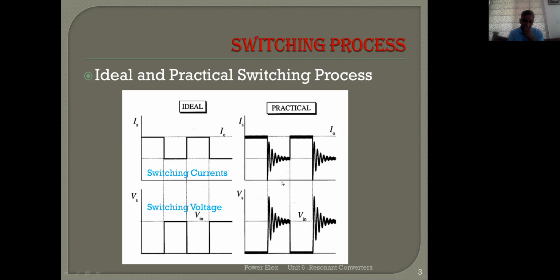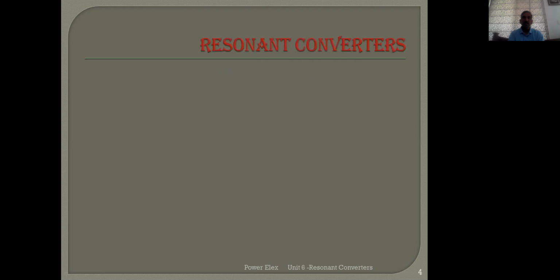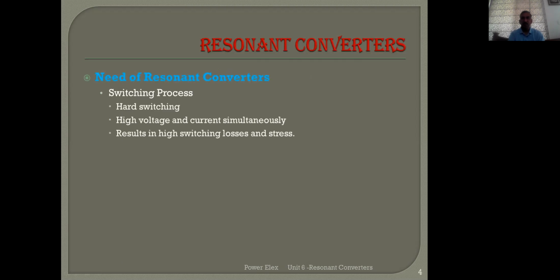So in this practical condition, at this point of time, typically 80% of the current is flowing. At this point of time, typically 50% of the current is flowing. If this much current is flowing, how can you say that this switch is turned off? Means the switch exhibits maximum stress during switching actions. And this is the very reason why technology switched to resonant converters. What we have seen is typically referred to as hard switching.